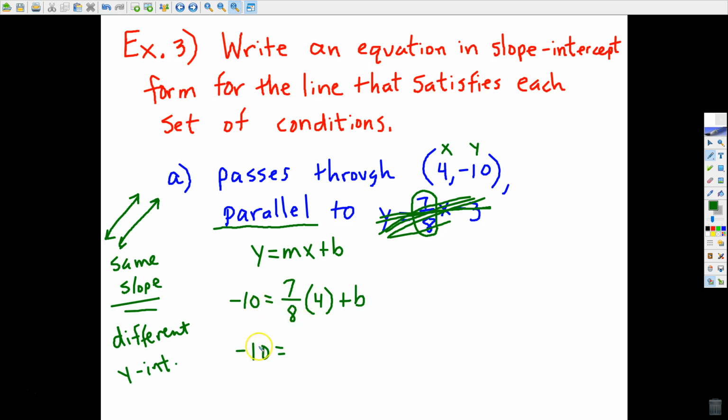So let's simplify this. -10 is equal to 28/8 plus b. I just wanted you to see how I got that. 4 times 7 is 28/8. And now let's reduce it. We can divide 4 into both of these. 4 goes into 28 7 times. And 4 goes into 8, of course, 2 times.